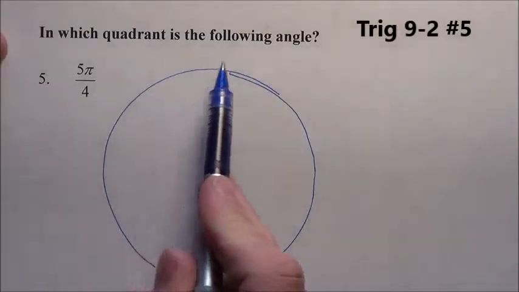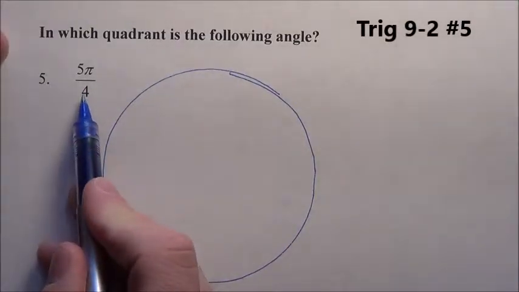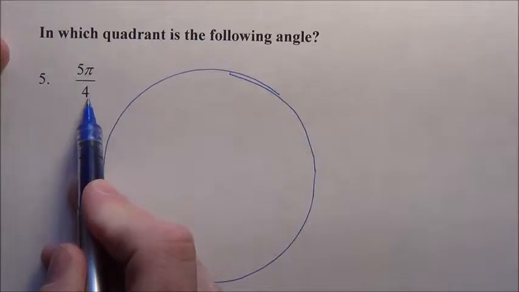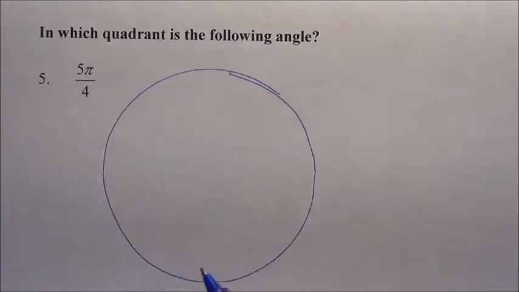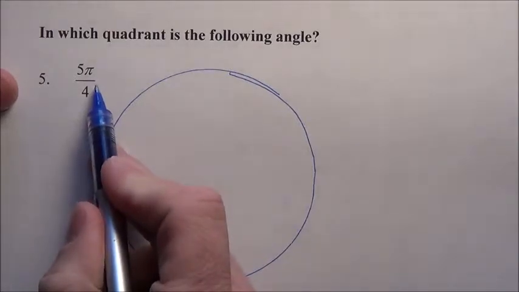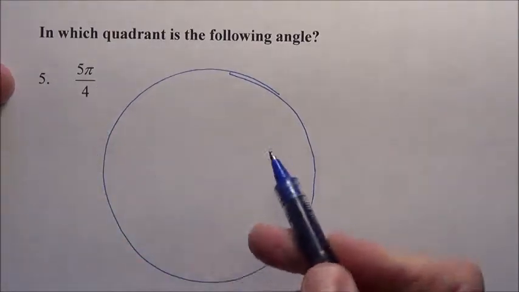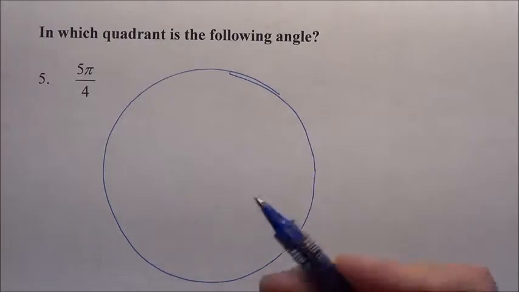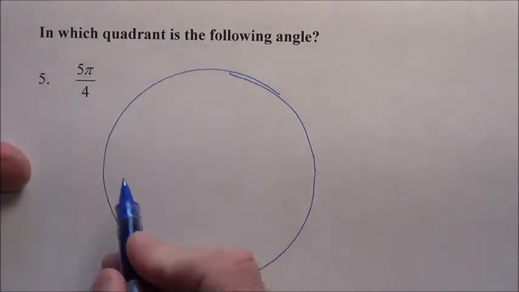Problem 5, it says, in which quadrant is the angle 5 pi over 4? That's in radians. If it's in degrees, it's easy, but when it's in radians, we have to get a sense. Let's not try to convert it to degrees to figure out the answer. That'd be our last case scenario. Let's think where this is.